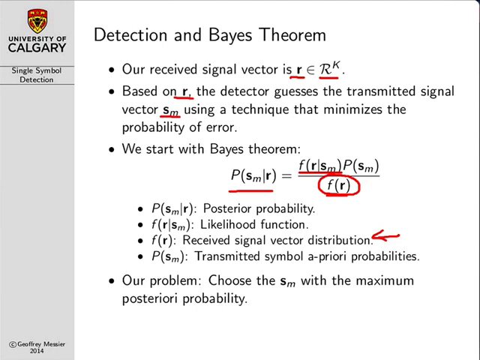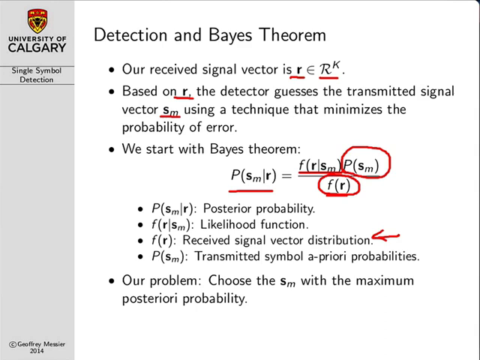The final term that we have is actually a probability term. It's not a PDF, it's just a probability. It's called the transmitted symbol a priori probability, and it's just the probability that a particular signal vector was transmitted. In most cases, as we're going to see later on, we assume that all signal vectors are equally likely to be transmitted, in which case this probability is just equal to 1 over m, where m is our number of signal vectors.